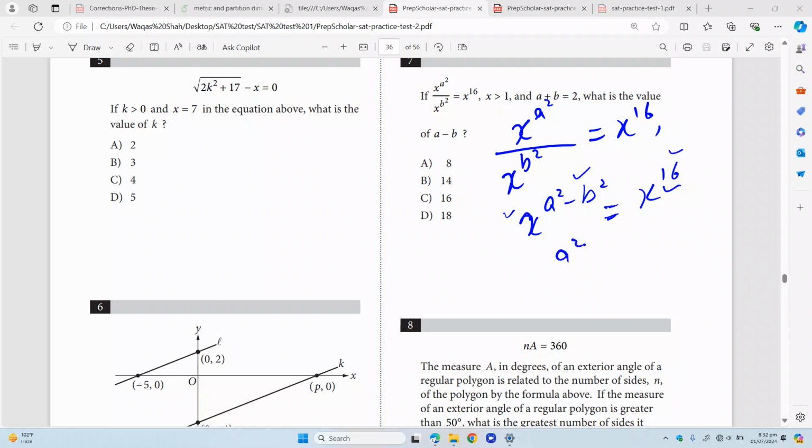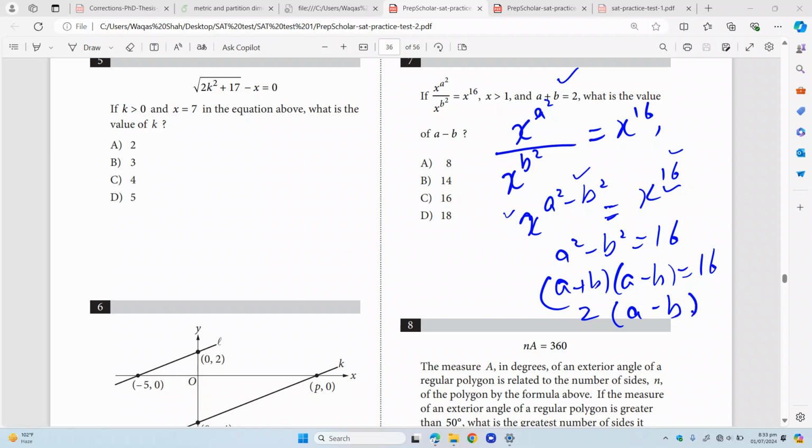So we can write a squared minus b squared is equal to 16, and then using the formula we will have a plus b times a minus b is equal to 16, and then we will plug in the value a plus b is equal to 2. So just write 2 by plugging a plus b is equal to 2, okay. So it will become 2 times a minus b is equal to 16, and then divide both sides by 2, so we will have a minus b is equal to 8. So a is the correct option in this case.